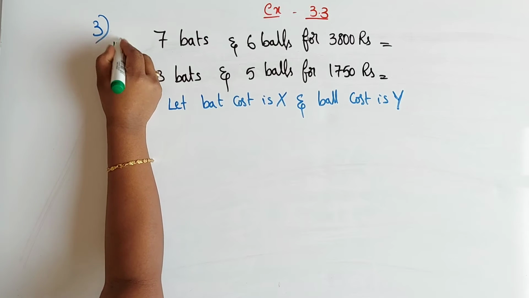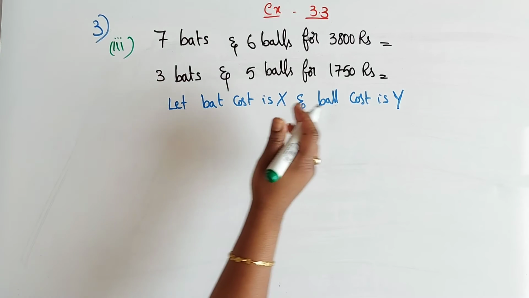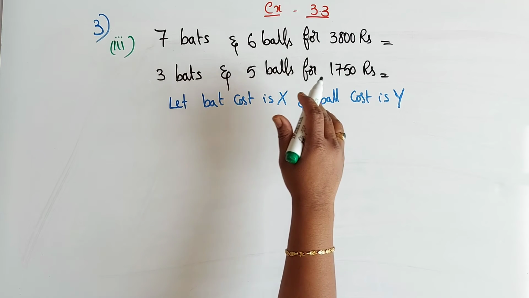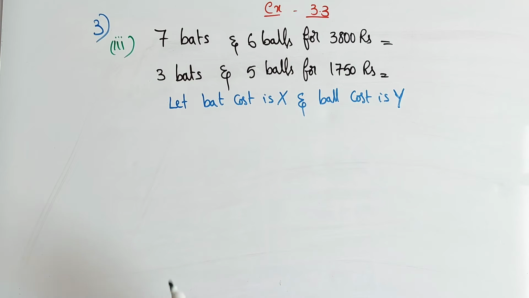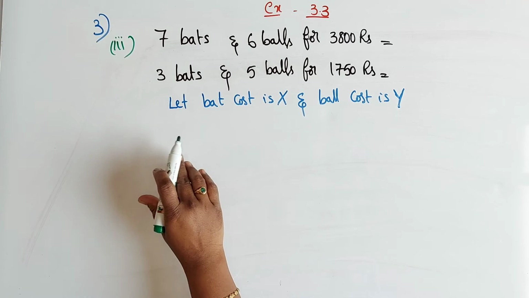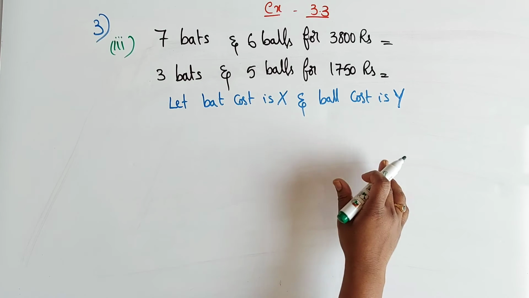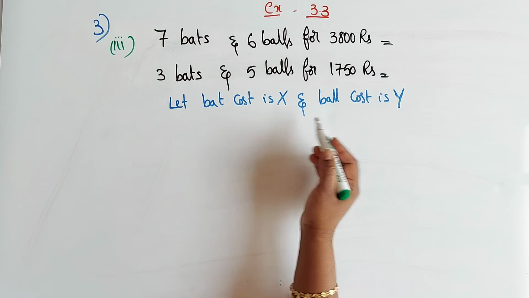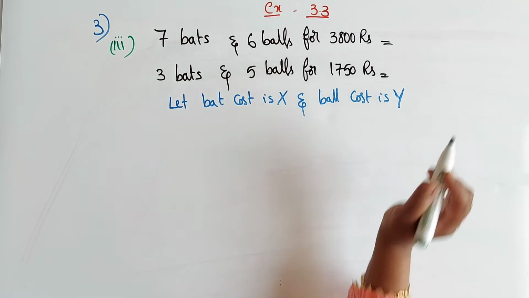Third one, children. The coach of a cricket team buys 7 bats and 6 balls for 3,800 rupees. Later, she buys 3 bats and 5 balls for 1,750 rupees. Find the cost of each bat and ball. Here we don't know the bat cost and ball cost, children. Let the bat cost be x and the ball cost be y, children.